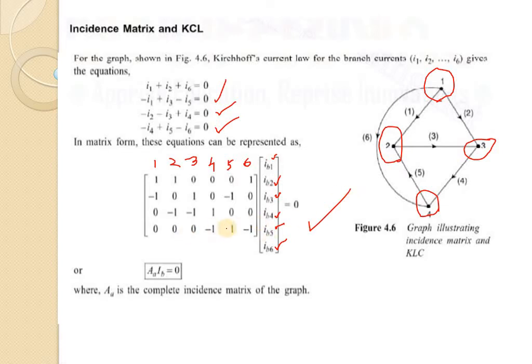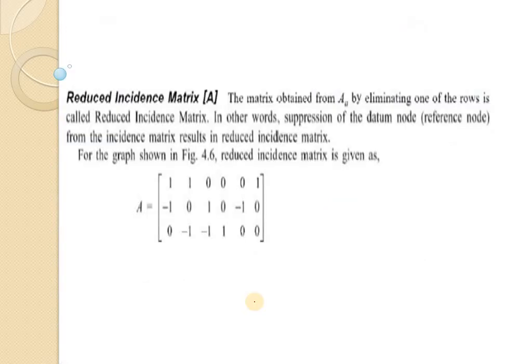That means our ultimate equation of the incidence matrix is A times I_B equals 0, where A is the complete incidence matrix of the graph and I_B is the vector of branch currents. In that way, we can form the incidence matrix of Kirchhoff's current law. This is the application of graph theory to Kirchhoff's current law.